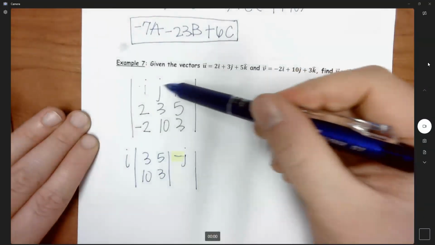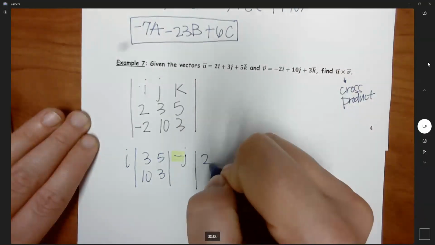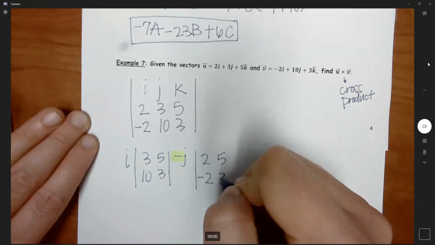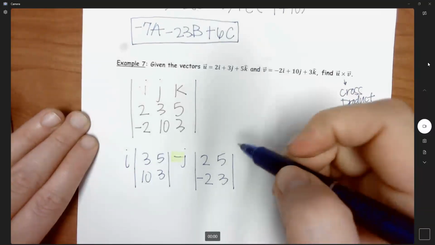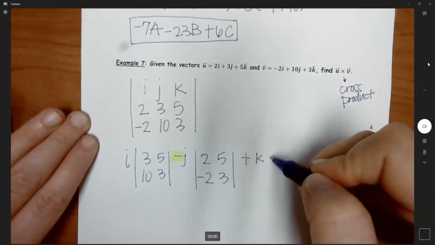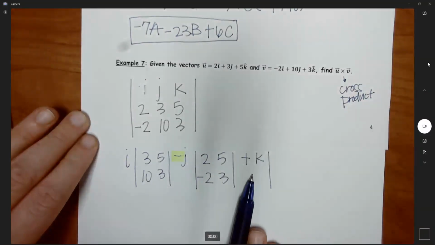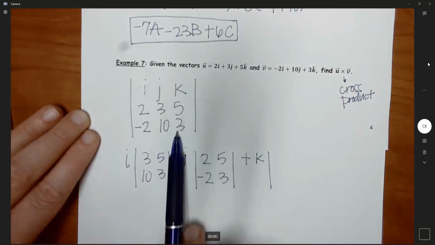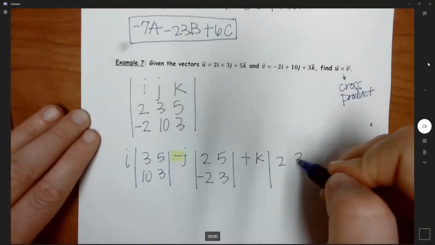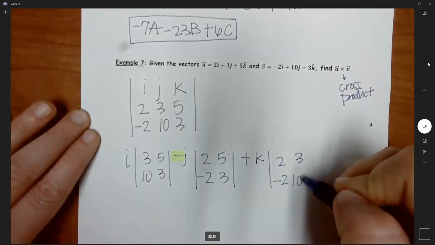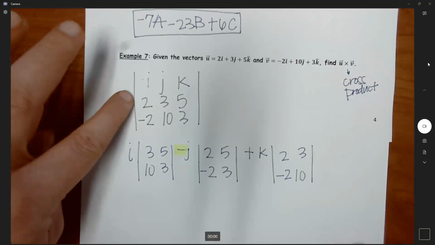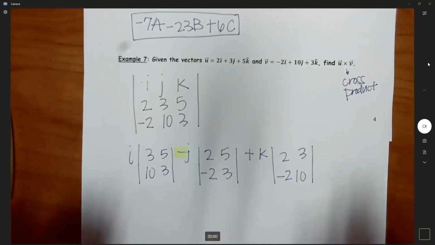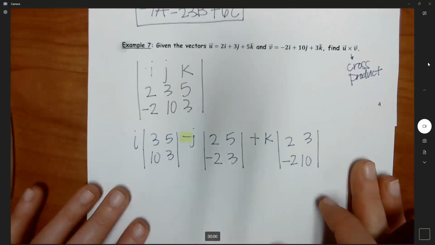And when I cancel out that row and that column, I am left with 2, 5, -2, 3. And then move on to k, plus k, because we keep the sign of the third one. When I cancel out that row and that column, I am left with 2, 3, -2, 10. So I've changed this 3 by 3 determinant to multiple 2 by 2s.